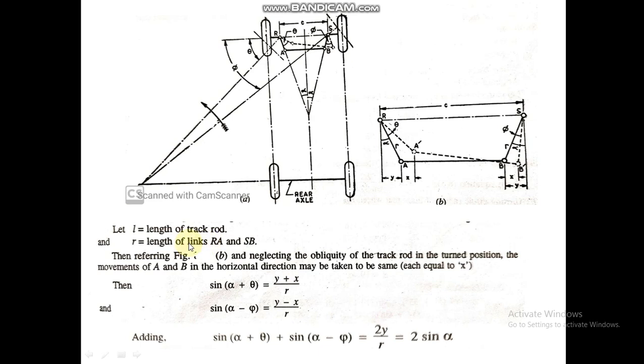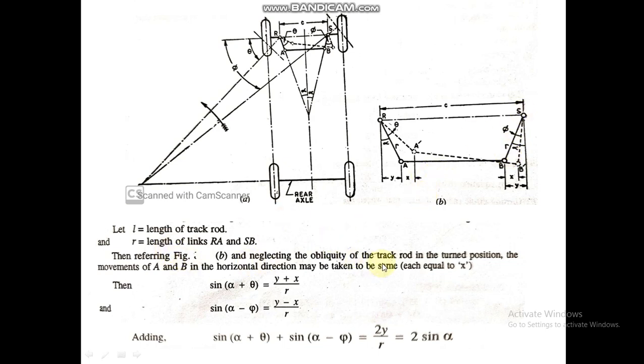Let L be the length of the track rod. So this AB is your track rod, and let's say its length is L. Let r be the length of the links RA and SB. So this small r is the length of RA and SB. Refer to figure B, this figure.